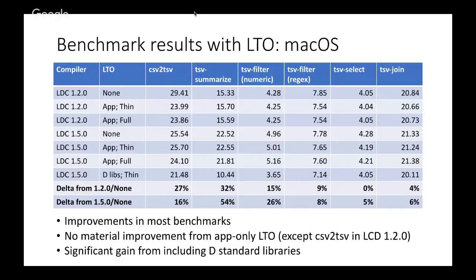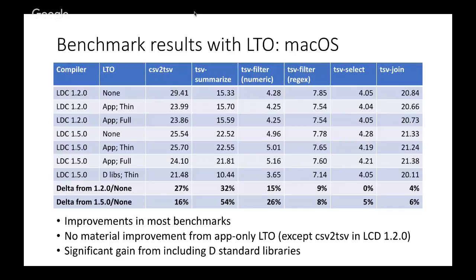Now you get kind of two choices. In LDC 1.2, you could run LTO on the application code. D runtime and Phobos were still just using the normal compilation. That's if you use the out-of-the-box solutions, which was what I was doing. And you could see in the CSV to TSV, we got an improvement. Everything else stayed pretty much the same, pretty minor changes.